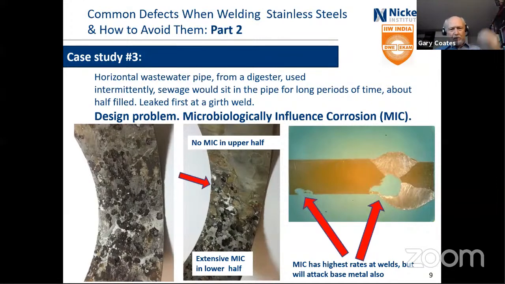But the top of the pipe was fine. And this is the sewage that sits in there. And the microbes will attack the stainless steel. And as shown in the right-hand picture, they tend to attack welds at the greatest, more than the base material, but they will attack the base material. But the welds are the area that normally first are penetrated, and therefore the leak first occurs at the weld.